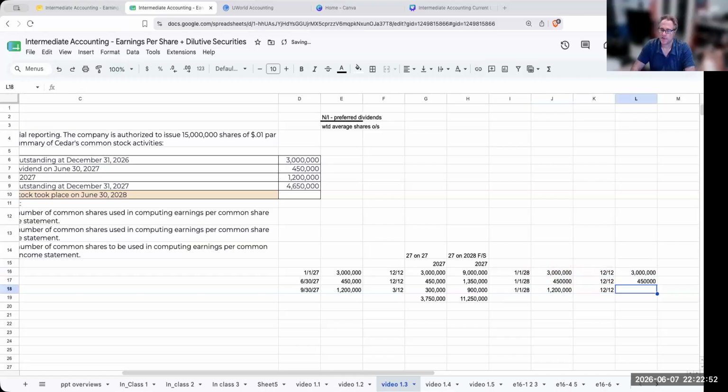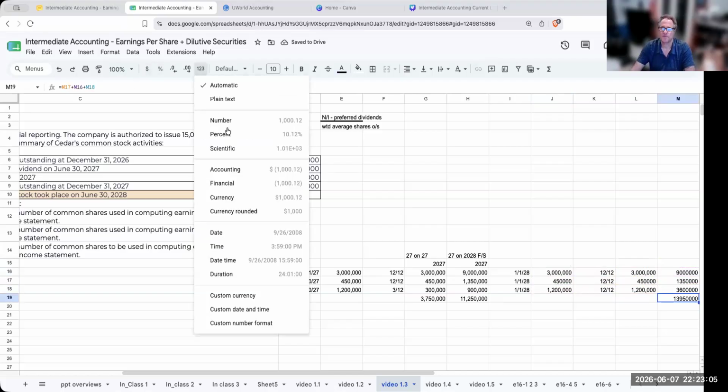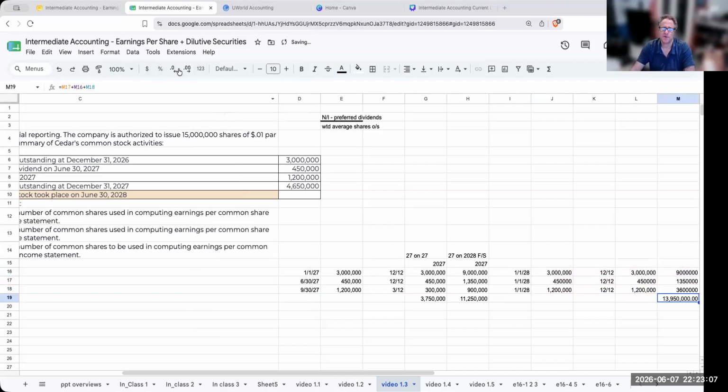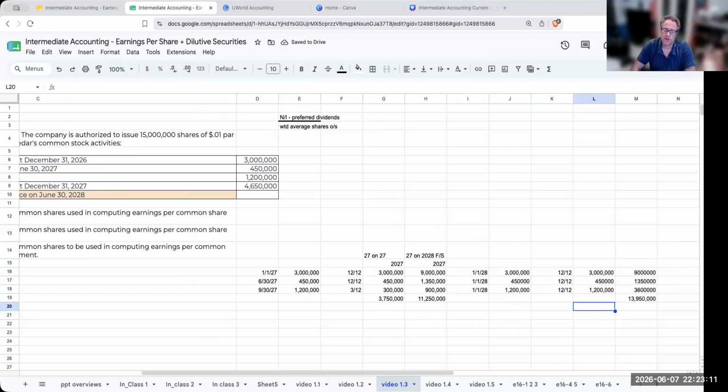So when I look at this, and then multiply this by the 3, my total weighted average shares outstanding for 2028 is going to be 13,950,000. My bad. But if we look at this, what is causing this difference, right? My difference here is roughly 2.7 million.